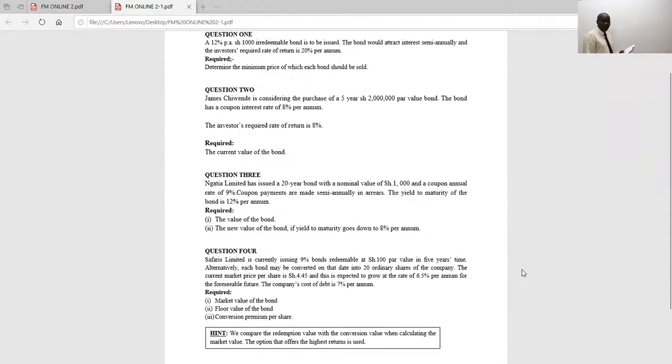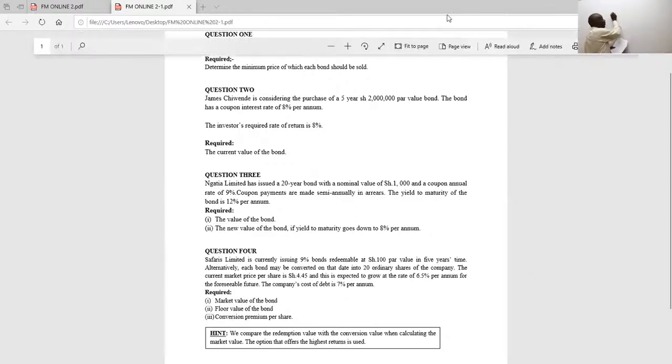5 years' time. So it's a redeemable bond. Alternatively, each bond may be converted on that date into 20 ordinary shares of the company. The current market price per share is 4.45, and this is expected to grow at the rate of 6.5% per annum for the foreseeable future. The company's cost of debt is 7%. They want us to give them the market value of the bond.